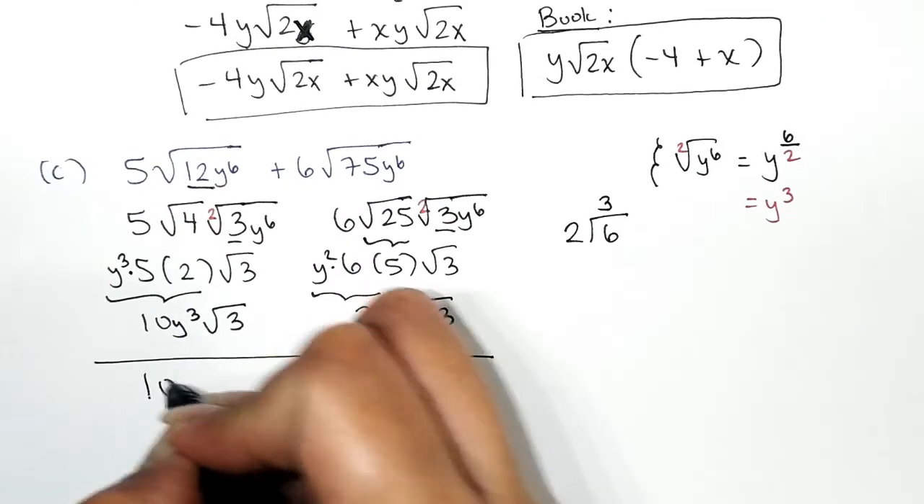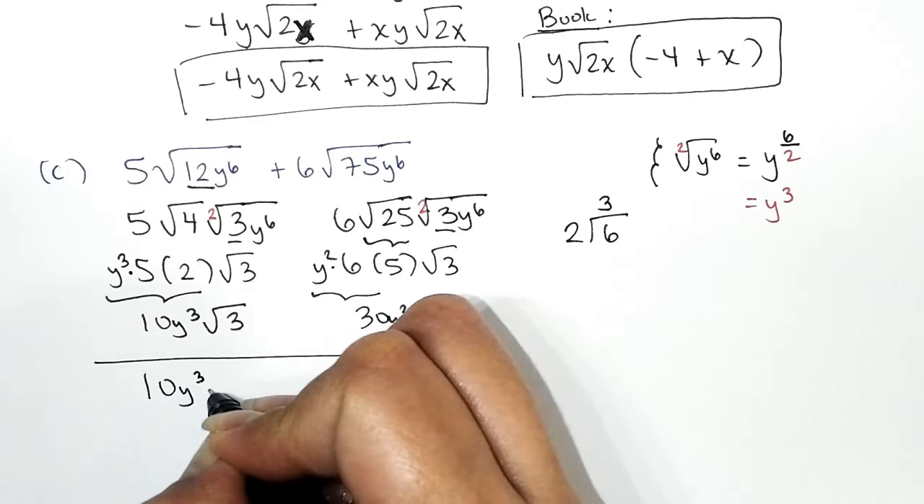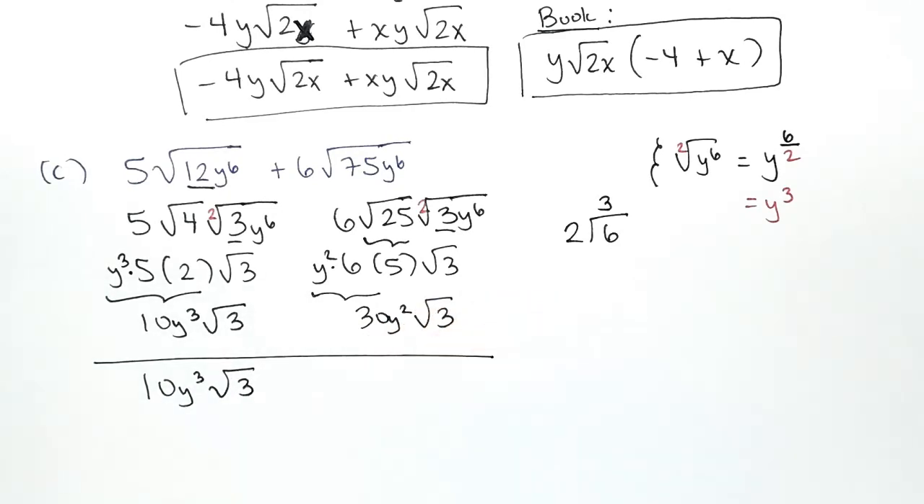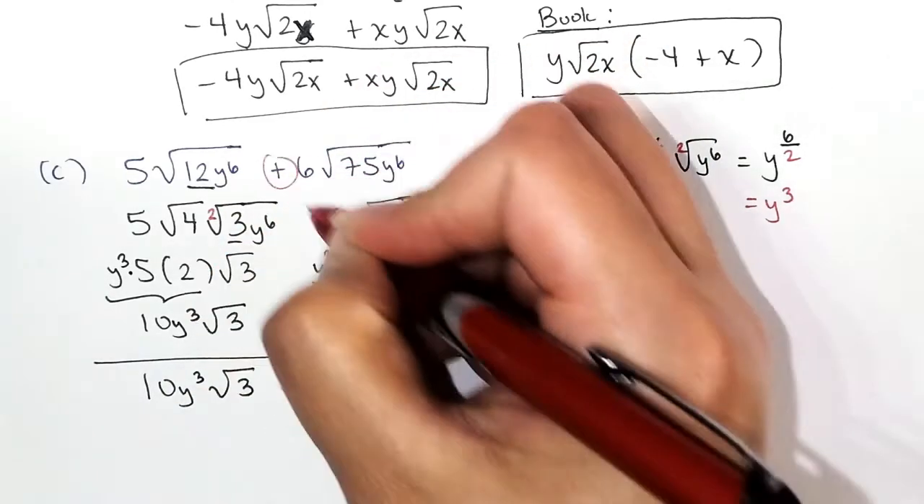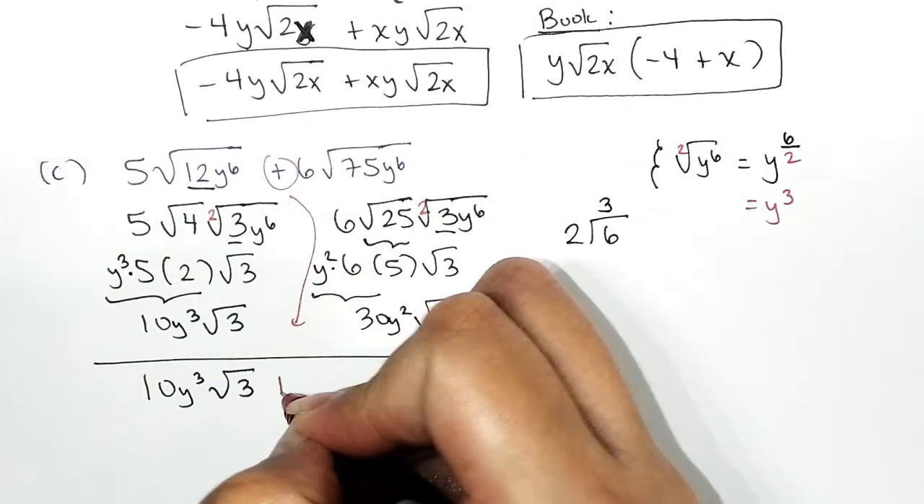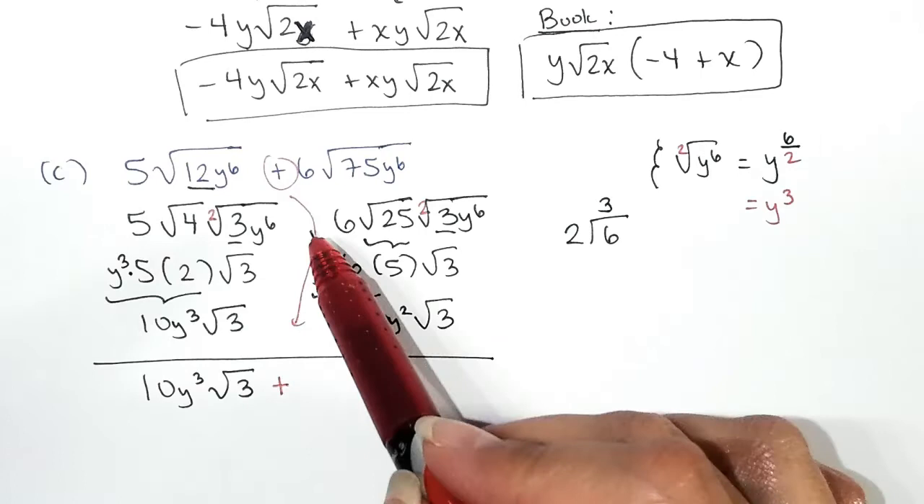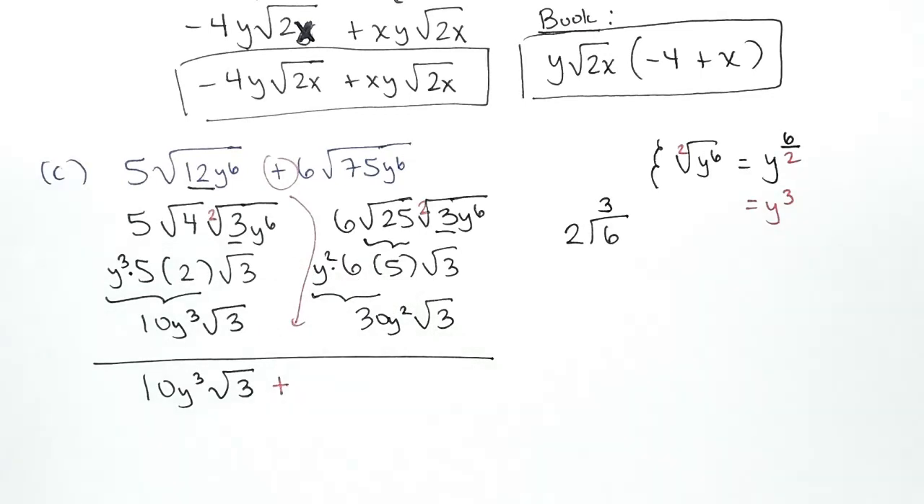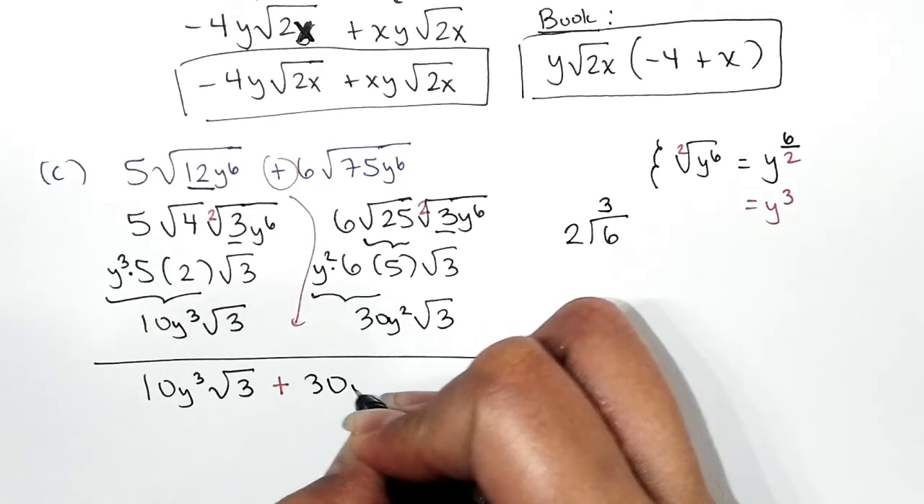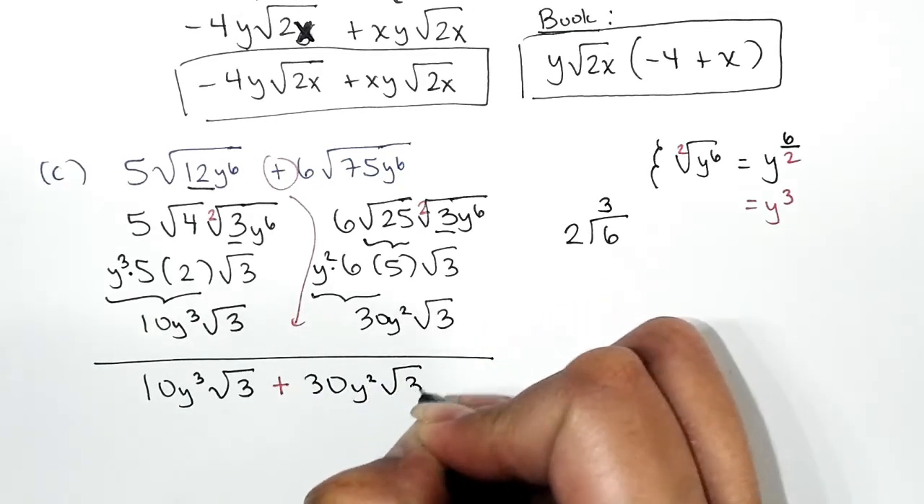Okay, so we have 10y cubed times the square root of 3. Now at this point, we will bring down the operation, which is plus. If I was lining up my steps, if that was my aim, then of course I would bring down the plus sign at each step. But again, that slows me down. Plus the second part of this puzzle, 30y squared times the square root of 3.